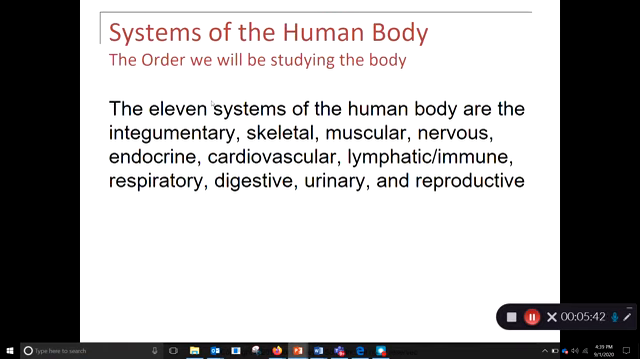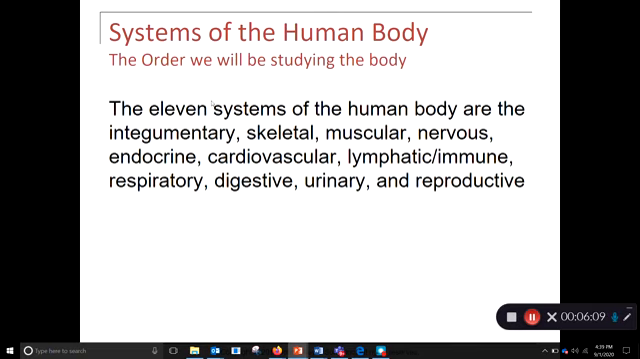Now, you do need to know, and we will definitely go over every single one of these systems in our discussion here in Anatomy and Physiology. I put it in order here, what systems we're going to run into first. Then we're going to talk about integumentary, skeletal, muscular, then nervous, then endocrine, cardiovascular, lymphatic, immune, respiratory, digestive, urinary, and reproductive.